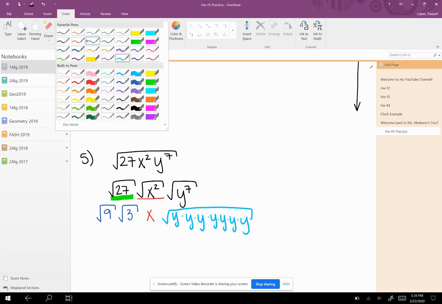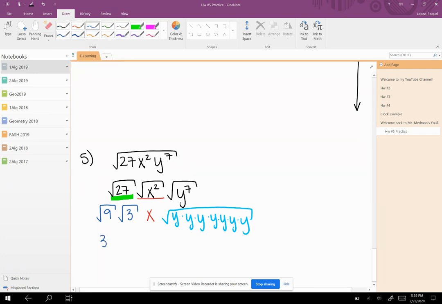Okay, let's go back. Square root of 9 is 3. This 3 is going to stay underneath the radical because it's not a perfect square number. This x is going to come down. Now what I want to start doing is circling groups of 2 for my y. So here's one group of 2, another group of 2, and another group of 2. So I've got 3 groups of those y's. So I'm going to take 3 out, and I've got y cubed. This last one here doesn't have anyone to come out with, so it's going to stay underneath the radical.